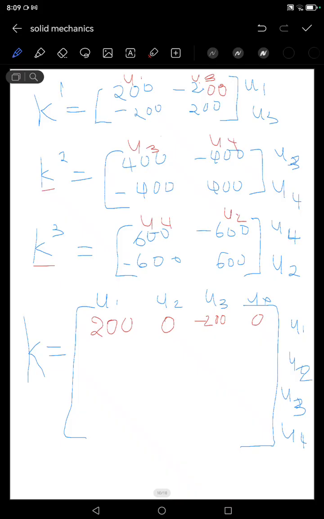Okay, and then now let's move forward to U2, U1. Do you have U1 and U2? We don't have it, so 0. Do we have U2 and U2? Yes, we do, which is 600. So we're gonna write 600 here. Do you have U2 and U3? Nope, we don't have it, so it's gonna be 0. U2 and U4, we do have U2 and U4, which is negative 600. U2 and U4 is this one. So it's going to be a negative 600.